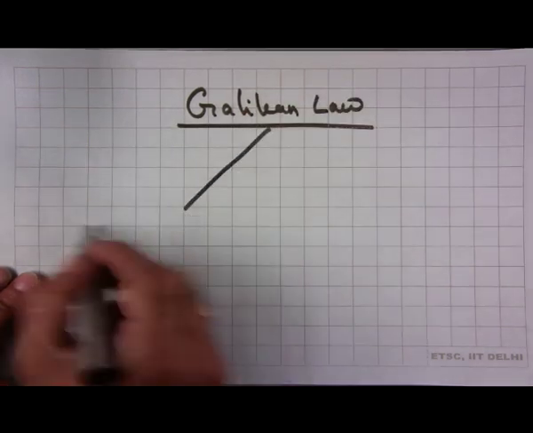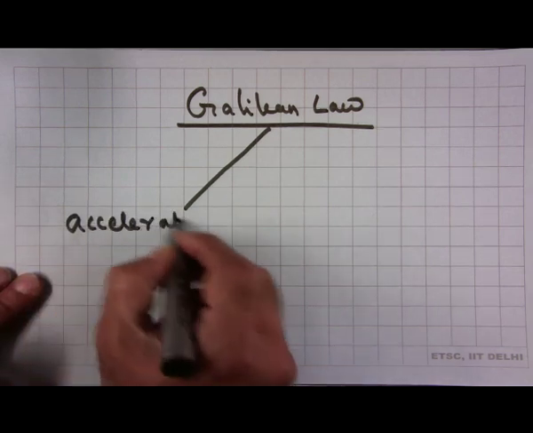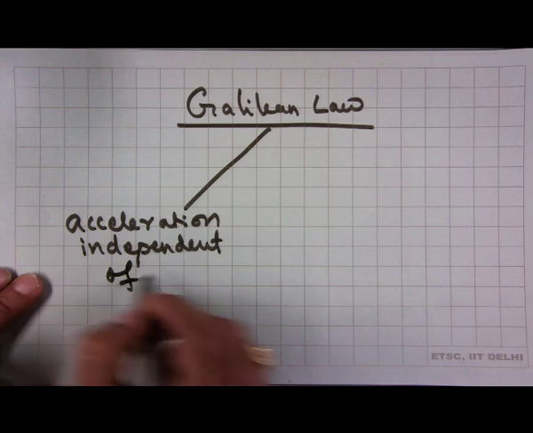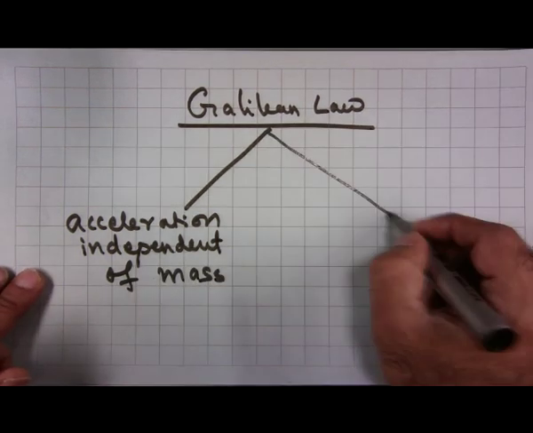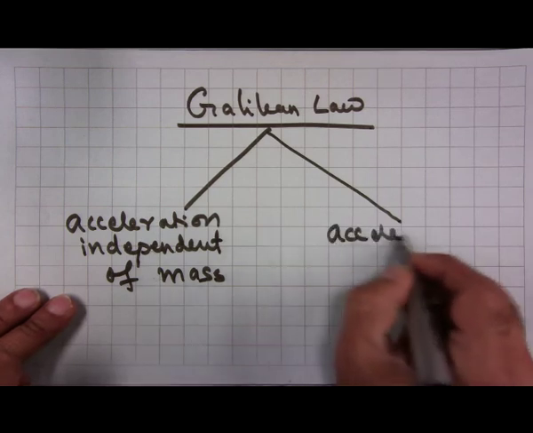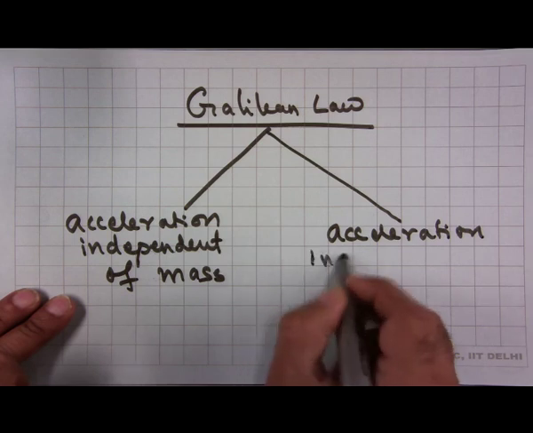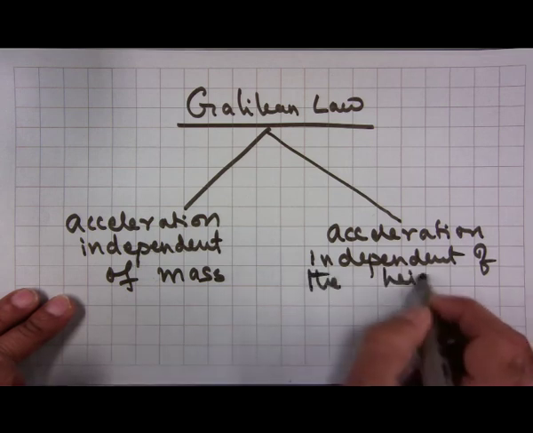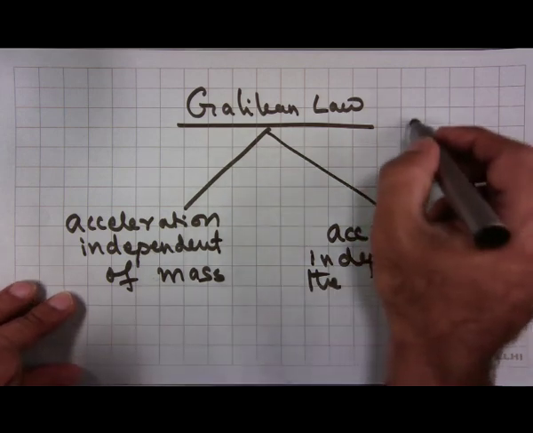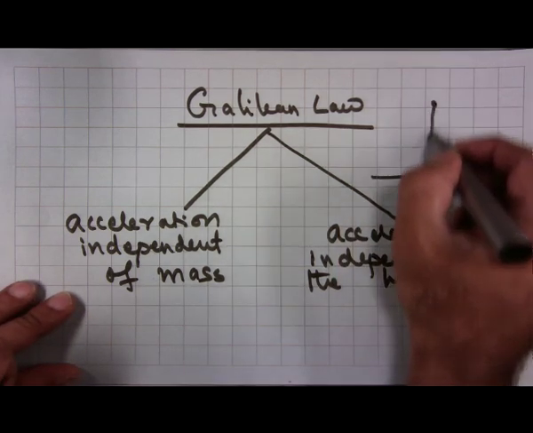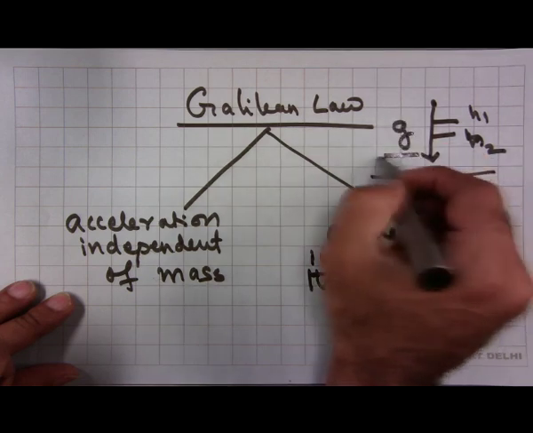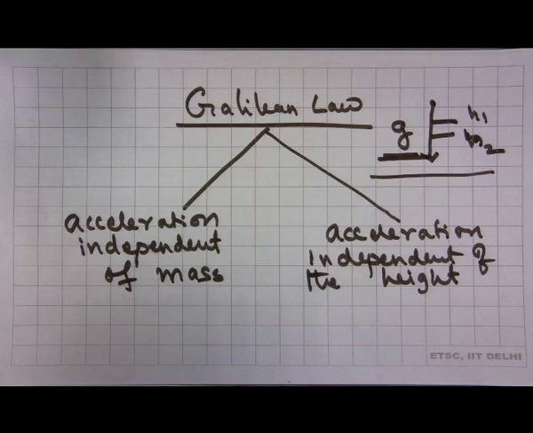there are two aspects: acceleration independent of mass, and the second one is that acceleration independent of the height. So what do I mean by saying that? So if you have the earth here, and if the body is falling down at all heights, h1, h2, and so on and so forth, the acceleration is the same, which is given by g. That is what you call the acceleration due to gravity, which is roughly 9.8 meter per second squared.